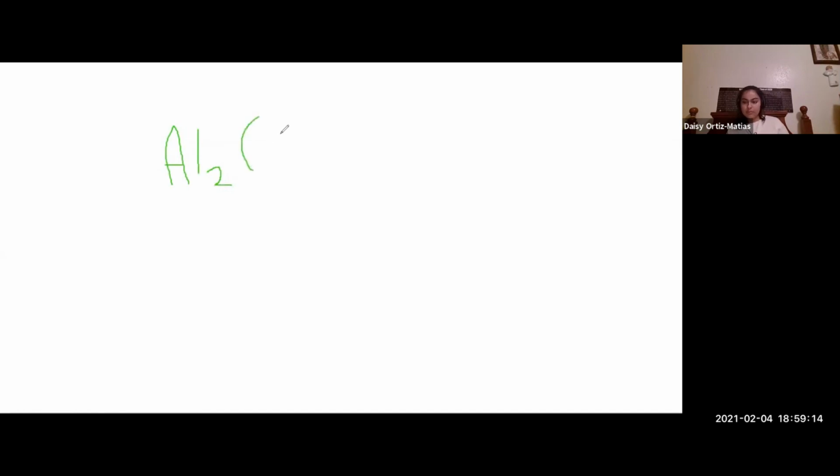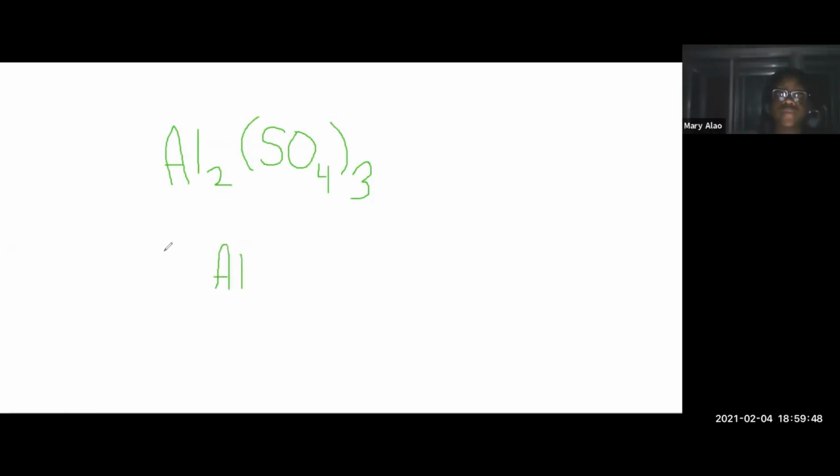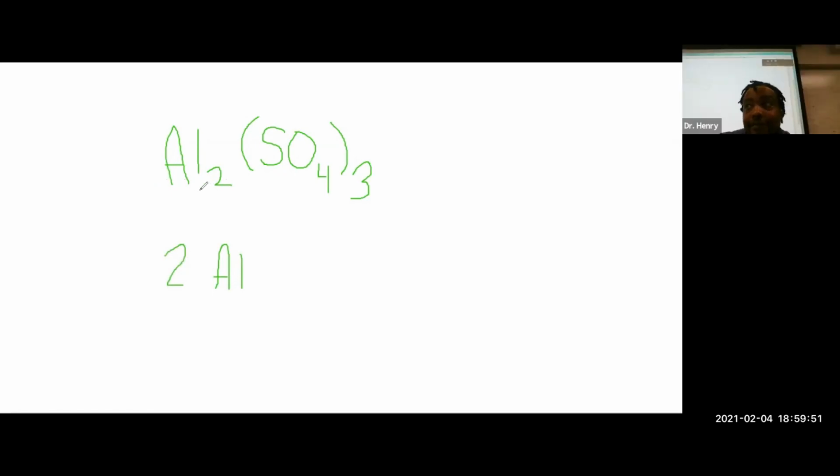So let's say we had something like this. When we're talking about compounds, if we have parentheses and another subscript out here, this tells me I have 3 of whatever's in my parentheses. So how many aluminum do I have? 2. Okay, I have 2 aluminum, right? Okay, how many sulfur do I have? 3.